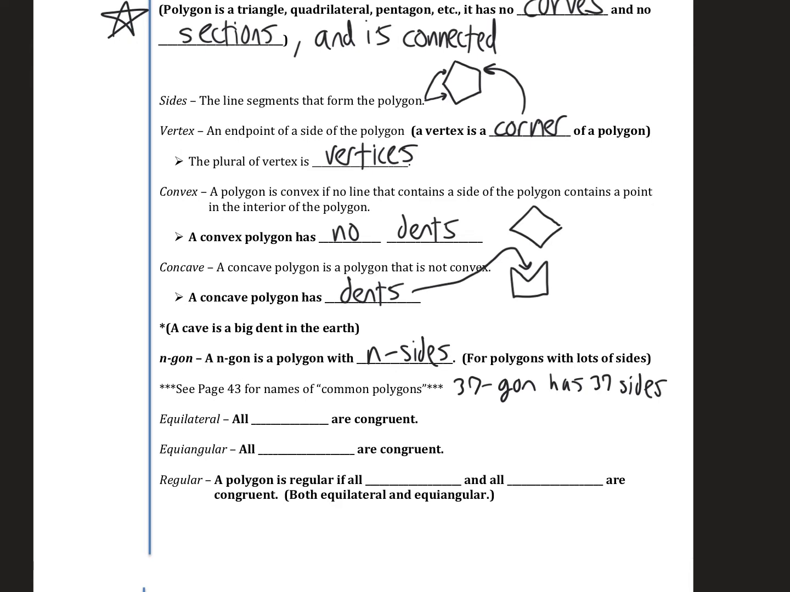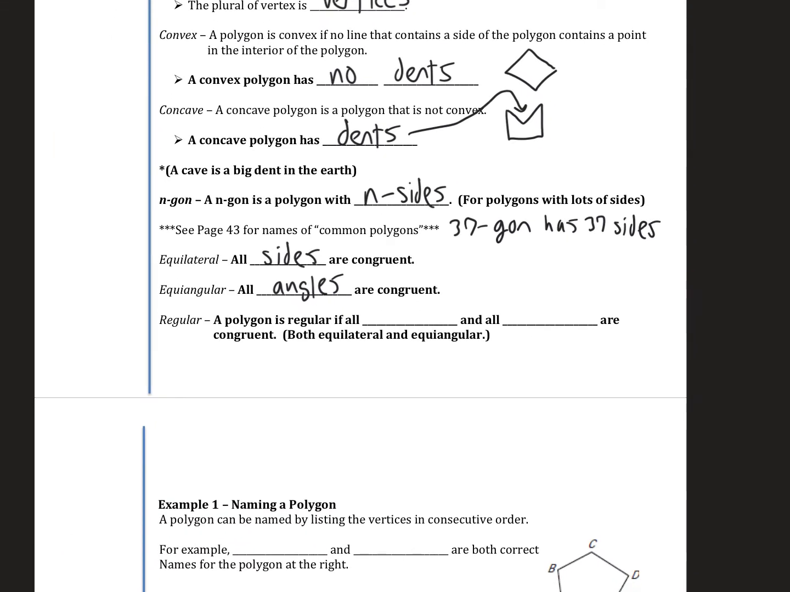Okay, equilateral, equiangular. Equilateral means all sides are congruent. What are congruent? All sides. And equiangular means all angles are congruent. What are congruent? All angles. All right, we're almost done with all the vocab here. We'll move on to some of the more engaging stuff here, okay? A regular polygon. A polygon is regular if all sides, all what? And all angles, all what? Are congruent, both equilateral and equiangular.